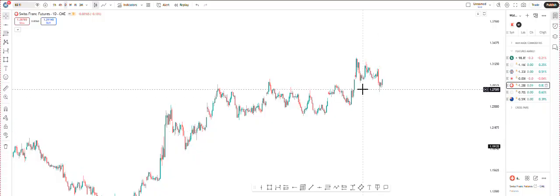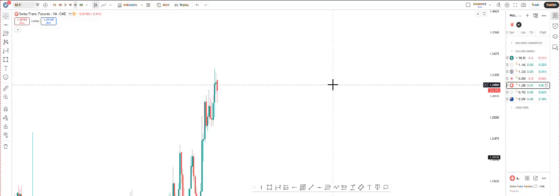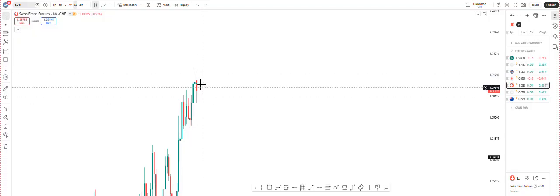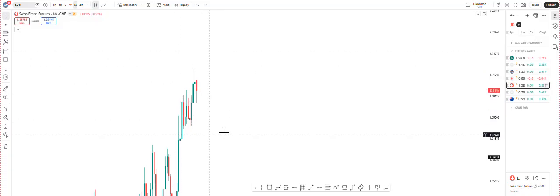So this is the Swiss franc futures. Swiss franc futures also already contacted the demand area and is already reacting off that demand area, pushing back to the upside. When we look at this market from a monthly perspective, what are we seeing? Also kind of ranging. Currently now it is ranging.